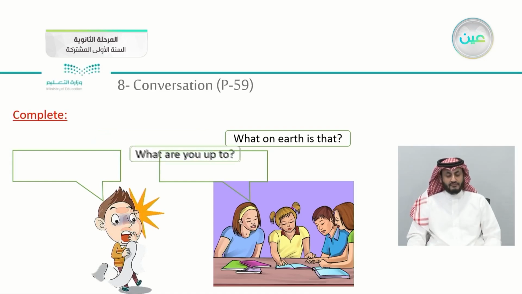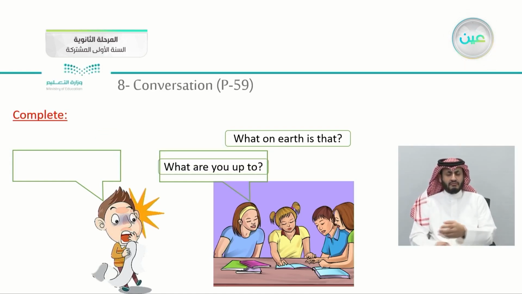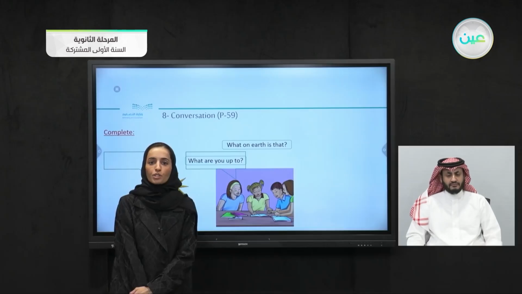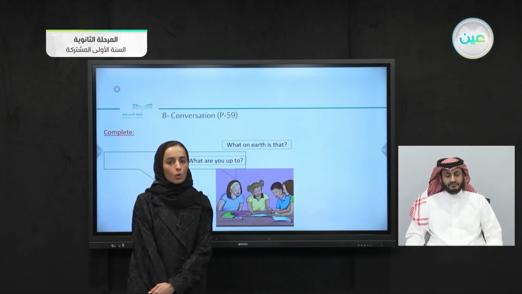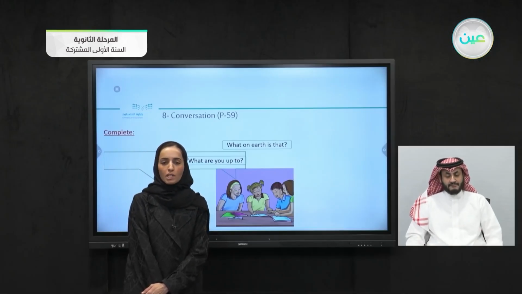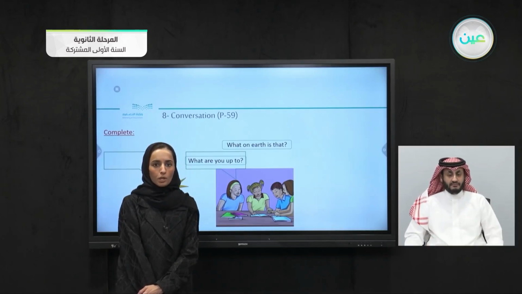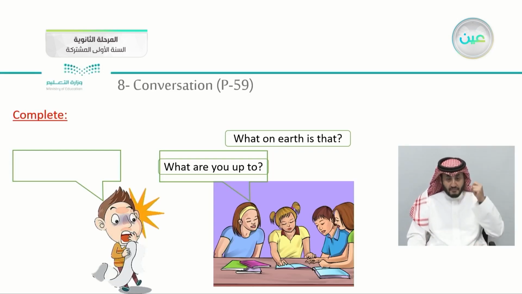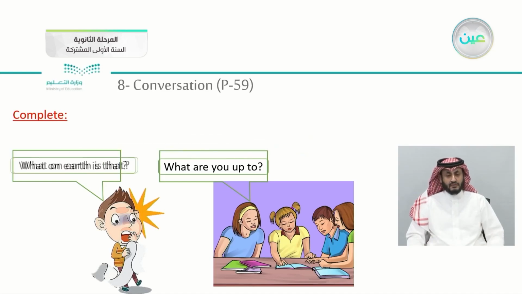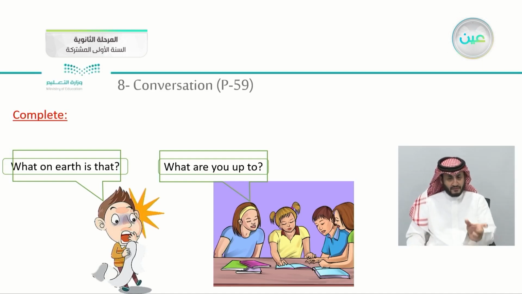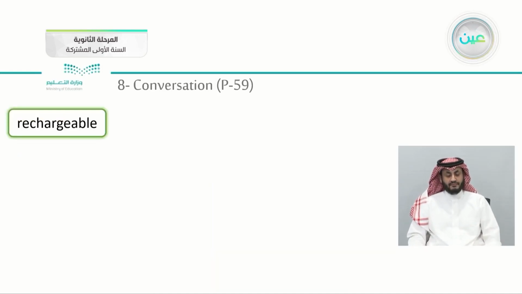Let's look at the first one. What are you up to? She is concerned. She wants to know what her colleague or her friend is doing. What are you up to? I am reading a book. I am writing a report or doing homework. How about the other one? He's very surprised. Maybe he saw a bell or something. So, what on earth is that? He looked like someone who is surprised. What on earth is that? What is that? Okay, let's check some of the words that we've got here.